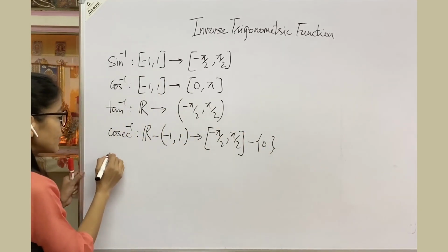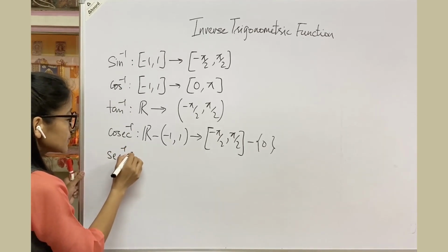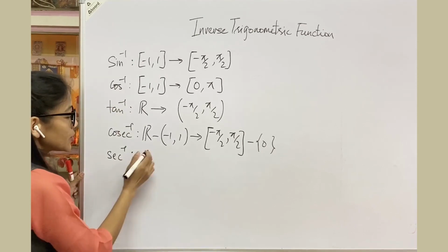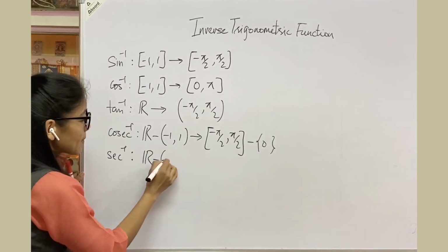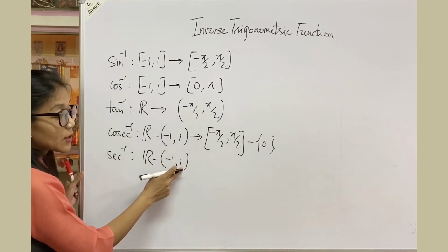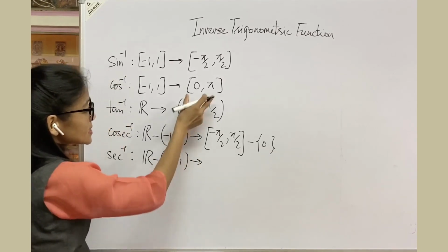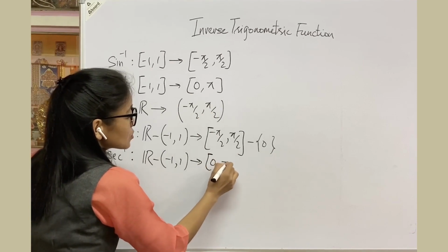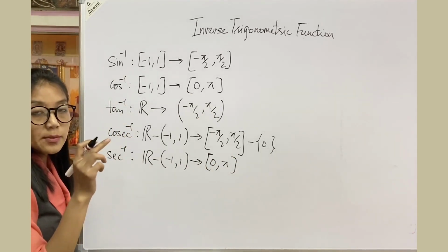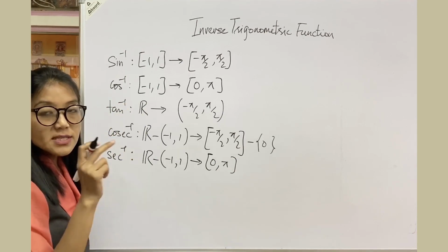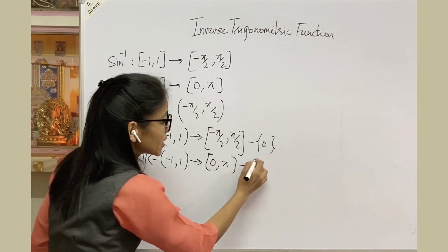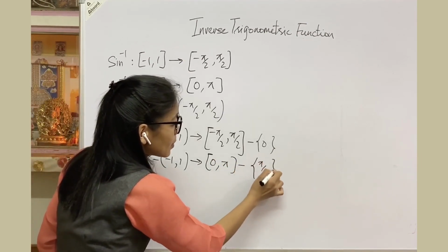Then we have sec inverse, the reciprocal of cos inverse. The domain of sec inverse is the same as cosec inverse, that is, the set of all real numbers excluding the open interval -1 to 1, and its range is the closed interval 0 to π. We know that sec is not defined at π/2, since sec means 1 upon cos, and cos is not defined at 90 degrees, so π/2. So we have to exclude π/2 here.